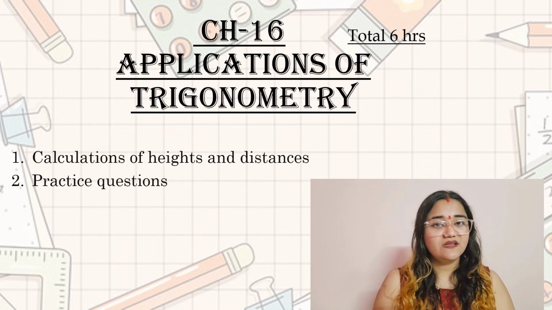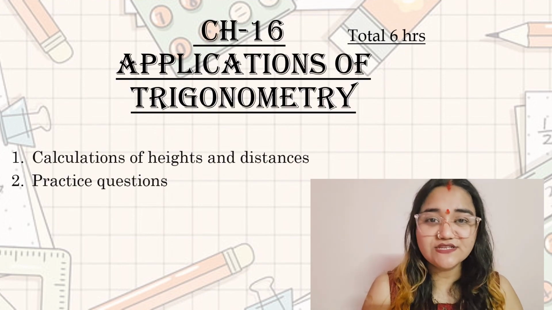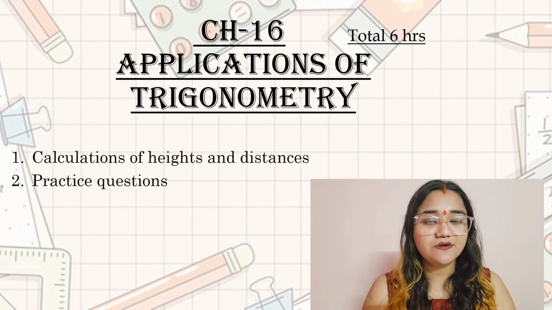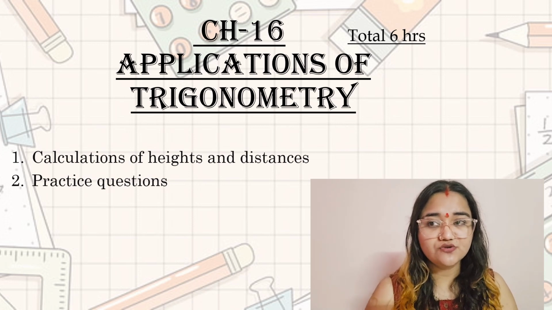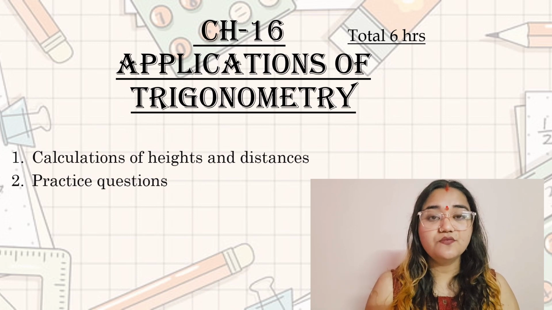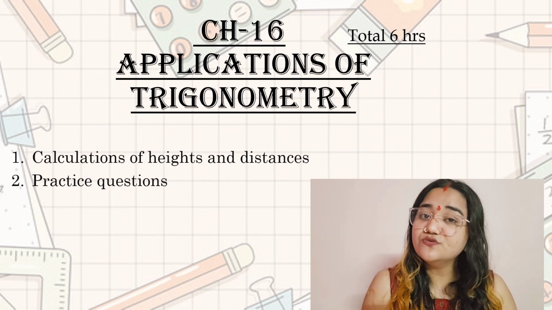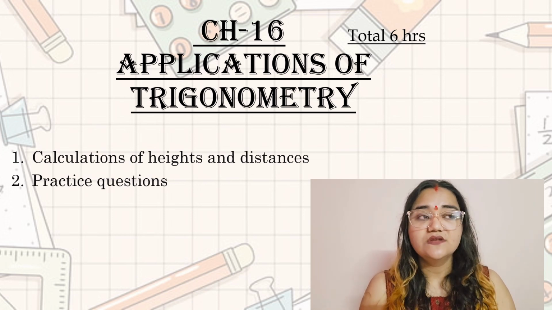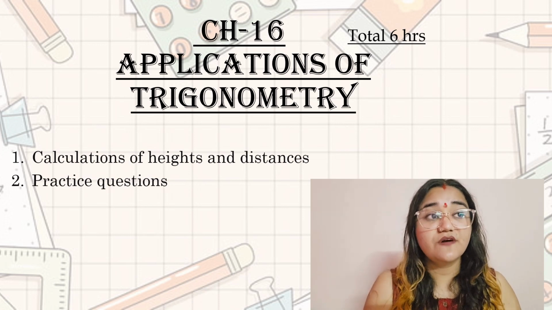The last topic that I've taken from class 10th is applications of trigonometry. Now in the previous chapter we learned about different trigonometric ratios, their identities, their relation to each other. Now in this chapter we are going to learn about how we are going to use trigonometry in daily life to calculate heights and distances of unknown objects.